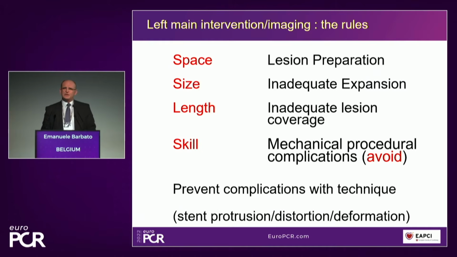So finally, what do you need to do with the IVUS when you do it? You need to think about space. How much space have I got and how much space do I need? You need to think about size. How big is the lesion, and how big is the stent I need to get? And you need to be sure that there's enough length. Skill is important in left main, but only as important as space, size, and length.